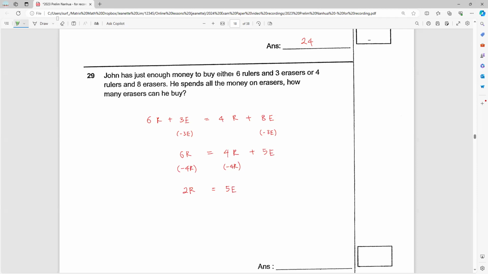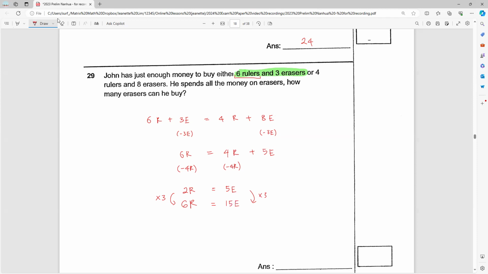So look at this first one. You can choose one actually, but I'm going to use this one. I want to find out this 6 rulers is how many erasers. I want to change this to erasers so that all I have is just erasers. So to find 6 rulers, I need to times 3. Okay, so times 3. Then I get 15 erasers.